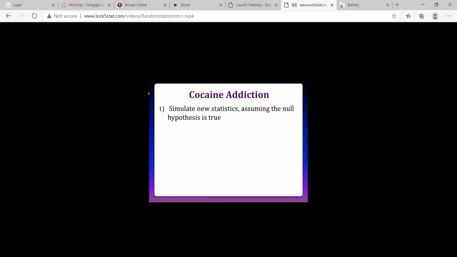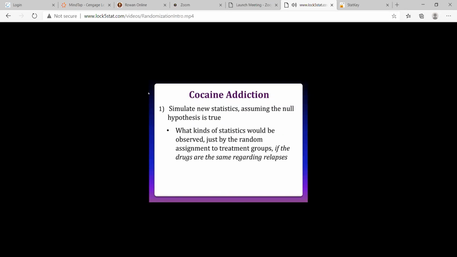All right, so going back to our first step of a randomization test, we want to simulate new statistics, assuming the null hypothesis is true. So in this case, we want to know what kinds of statistics would be observed just by random assignment to treatment groups if the drugs are the same regarding relapses. So if neither drug causes more or less relapses. So we can do this by simulating new randomizations and just keeping relapse status unchanged.